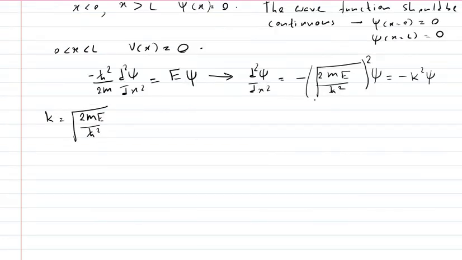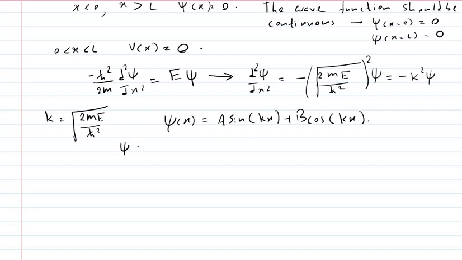The solutions to this wave function, in general, will be sine and cosine: A sin kx plus B cos kx. So you can plug this back into the differential equation and verify that it is satisfied by this form. Let's apply the boundary conditions we found.